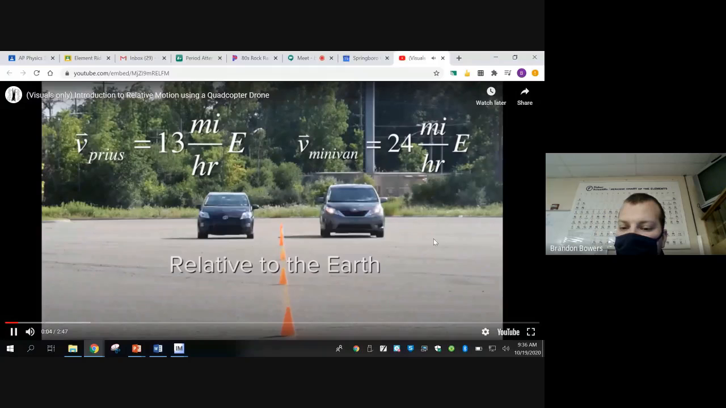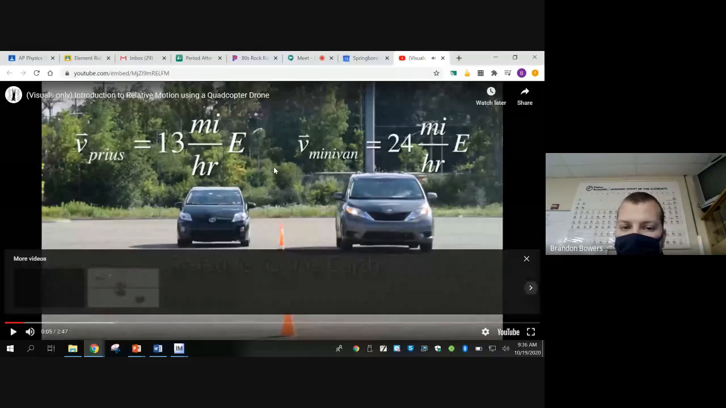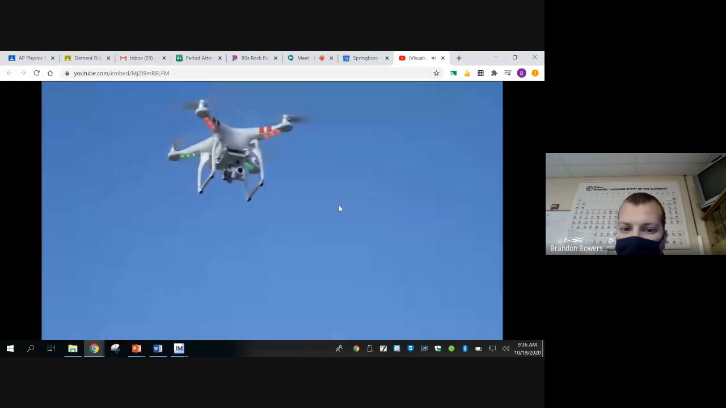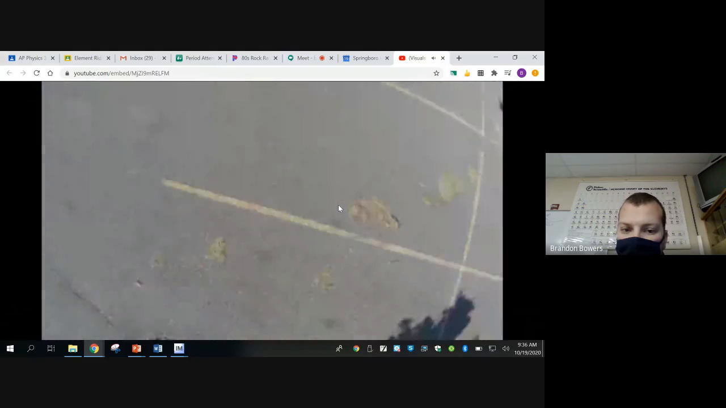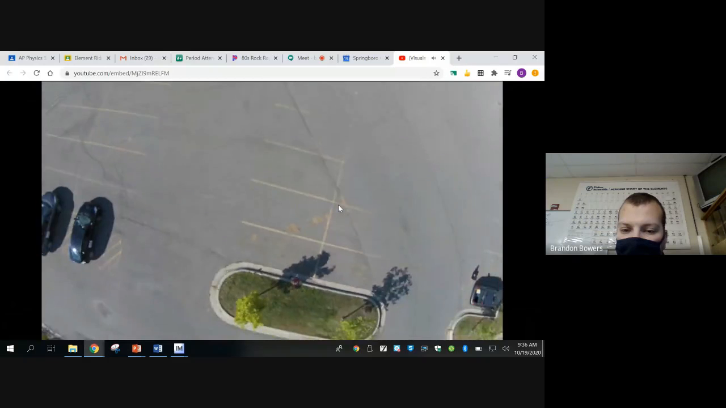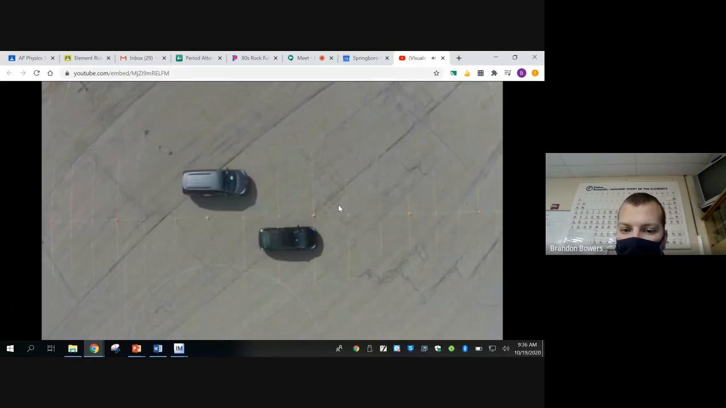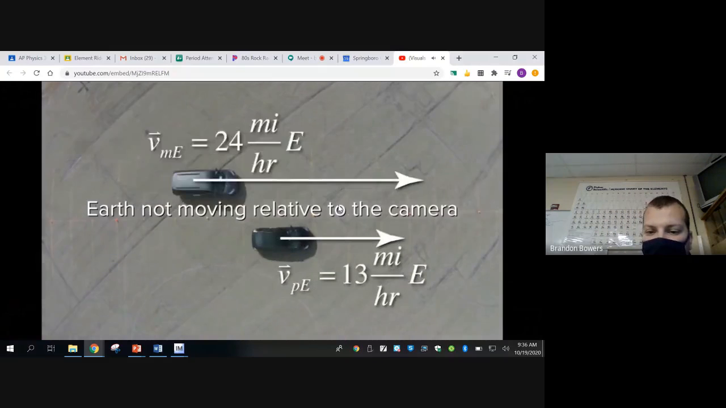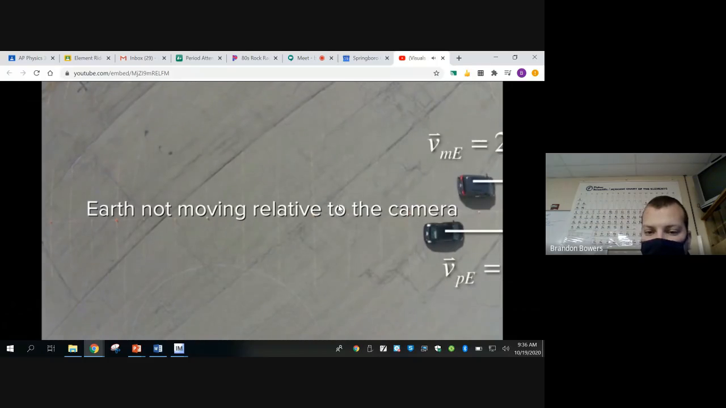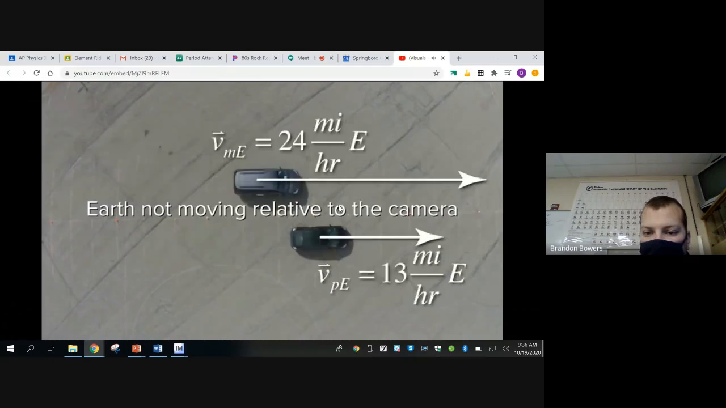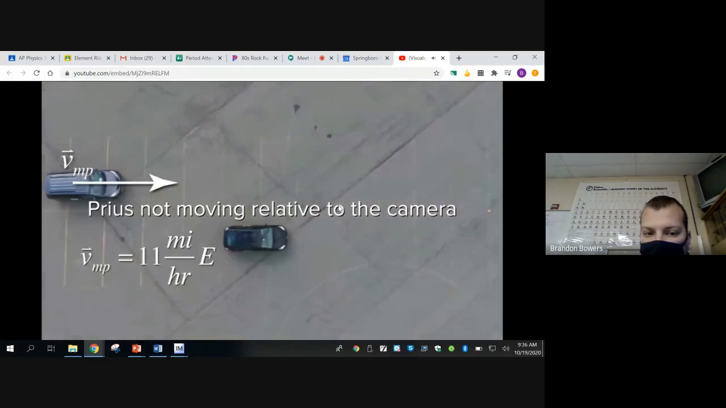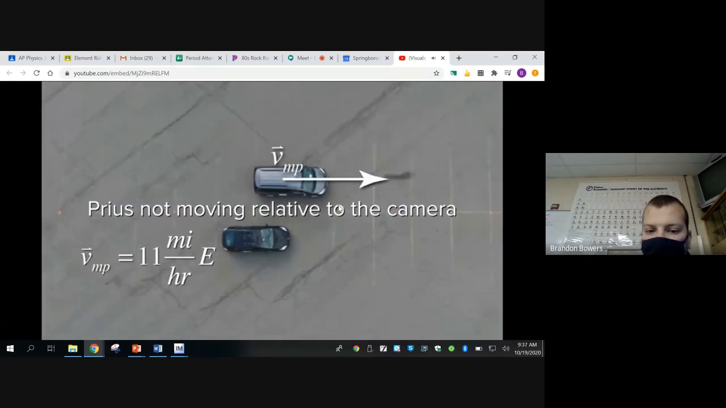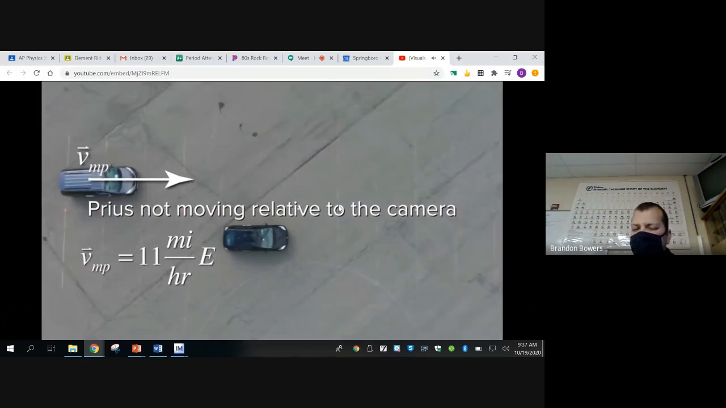So they're traveling very different speeds. However, one's obviously going a lot faster than the other one. Okay, we can clearly see one going a lot faster, right? Does it look like the Prius is moving? If you literally just focus on the Prius, that is not moving.